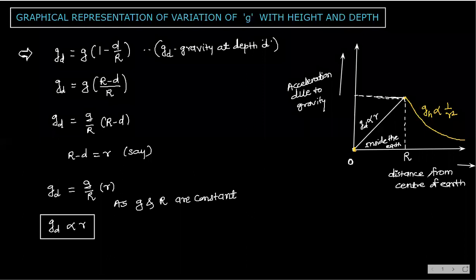Clear? Any doubt? And at the surface, how much gravity are we having? 9.8 meter per second square. This is maximum at the surface. Yes or no? Here you see this is R, the distance of the object from the center. That is capital R, nothing but the radius of the earth. And that's why it is maximum at the surface. Clear? Any other doubt? Please ask. Understood?